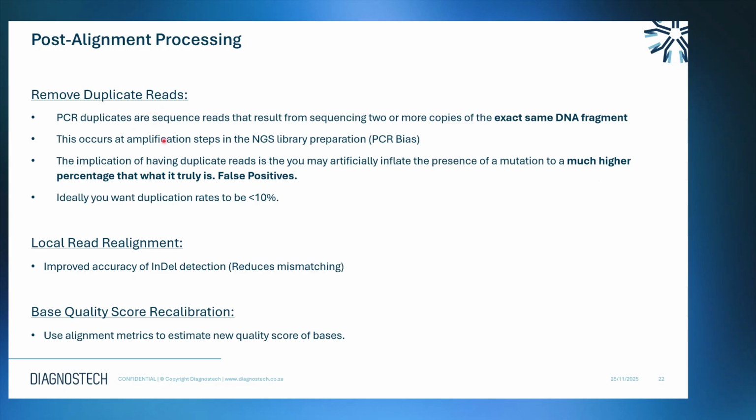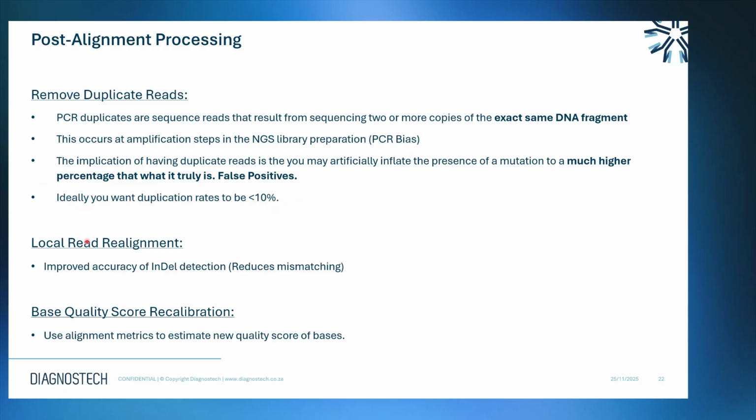Typically, this is caused during an overamplification step or something like PCR bias, where one fragment keeps being copied. But we need to remove these duplicates. The implication, if we don't, is that you'll artificially inflate the presence of a mutation, because you're essentially inflating the copies of that genome since those reads are just duplicates of each other. This can lead to false positives or skewed allele ratios. Typically, we want duplication rates to be less than 10%, and that's the goal that we aim for.